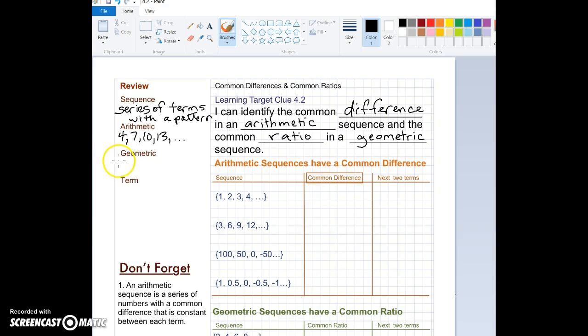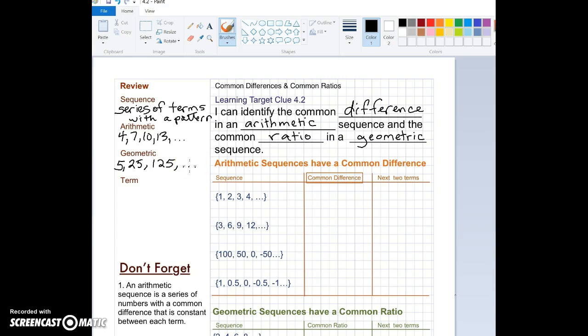So I could go with 5, 25, 125. You see it? 5, 25, 125. I'm multiplying each one by 5. So that's what my geometric sequence would be. I'm multiplying by the same thing. Why don't you go ahead and tell me what the next term would be after 125?